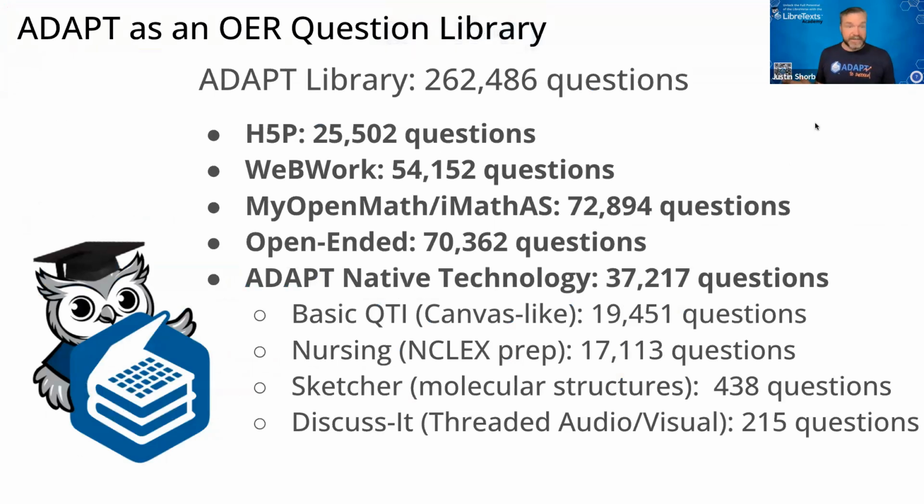So what do we have in terms of questions that are out of the box, already in these libraries that we've harvested throughout the time? We have over 260,000 questions in our ADAPT database that already exist for faculty to peruse. We treat it as an OER library. So if you are an instructor who has a verified instructor account with LibreTexts, you have access to ADAPT to go and look at these questions.